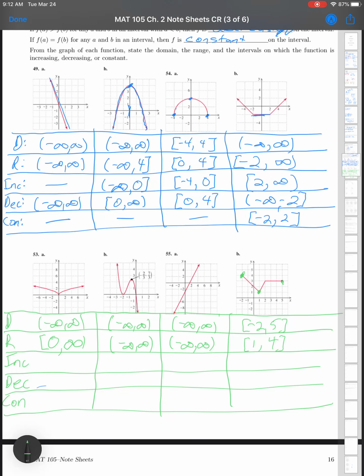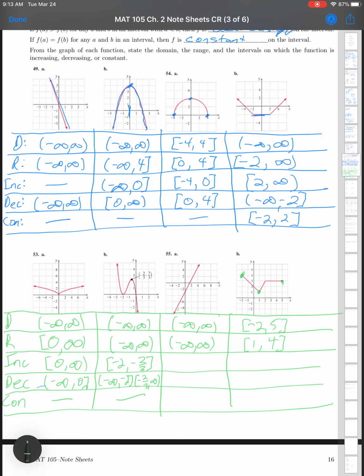So now we can do increasing, decreasing, or constant. In this first one, we go down first, starting at negative infinity until we get to 0, and then we increase from 0 to infinity, and there is nowhere that we're constant. In this second one, we decrease first from negative infinity to negative 2, and then we increase from negative 2 to negative 2/3, and then we decrease from negative 2/3 to infinity. And once again, there is nowhere that the graph is constant.